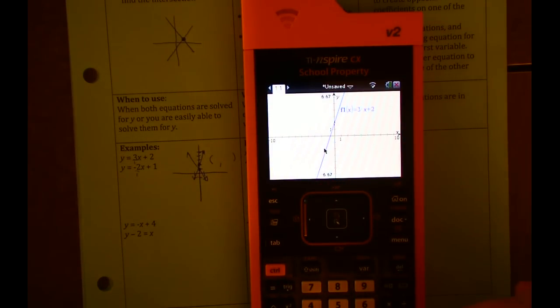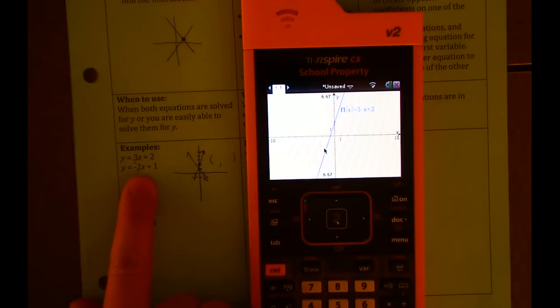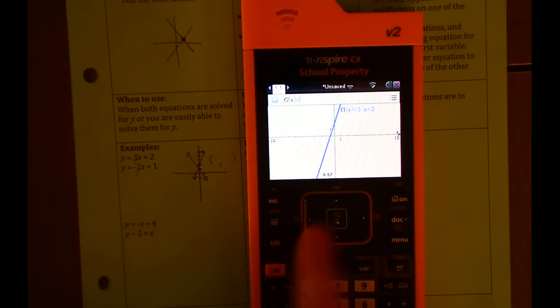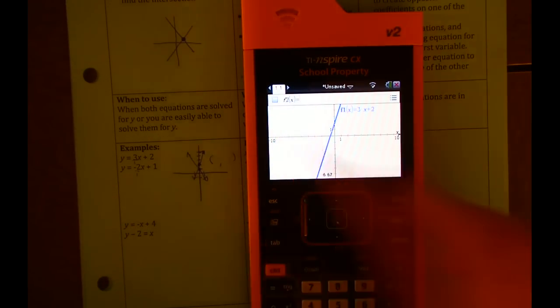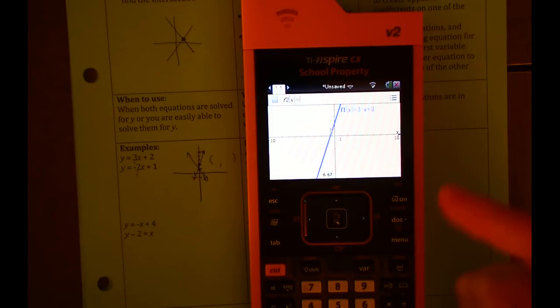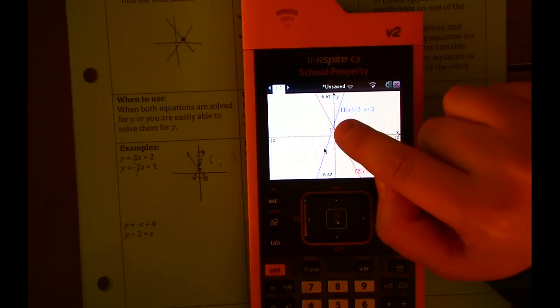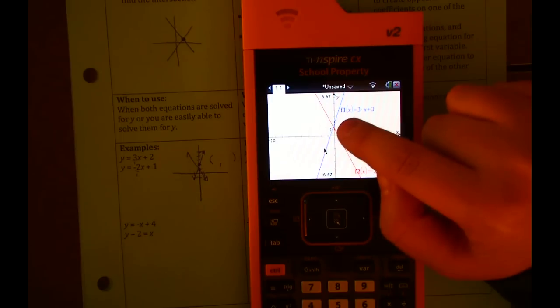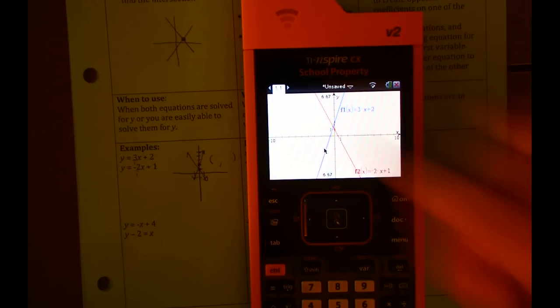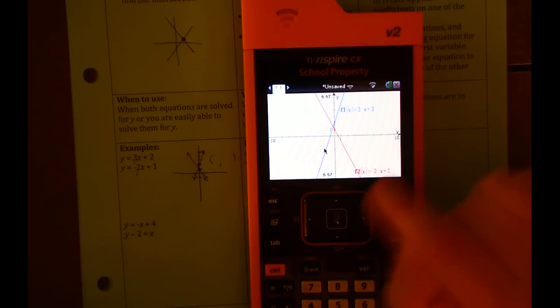My second line is negative 2x plus 1. So I'm going to hit tab, and then an f2 of x. I don't want to replace that first one. I want to add to it because the system has two equations. I'm going to say negative 2x plus 1, enter. And that point that they cross right there is the solution. Now it's really hard to tell what that solution is. It's some kind of decimal.